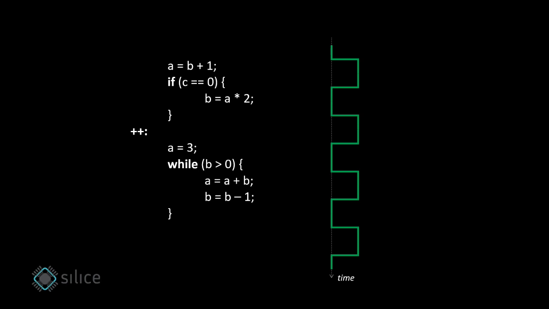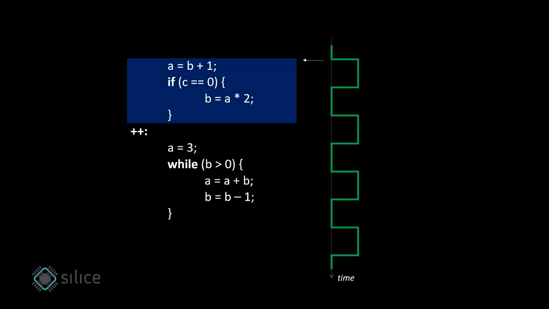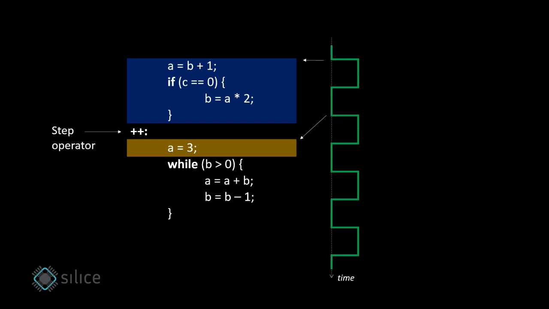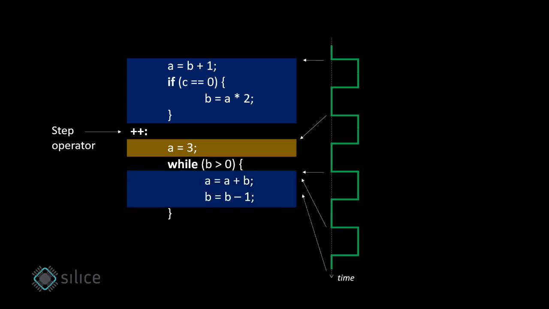Here is our clock signal. On the first cycle, this blue block will be active. On the second cycle, this brown block is active. The reason this line was split to a different cycle is because the programmer used the step operator. Next, we have a loop, and the block inside the loop will be active every cycle after that, for a number of times depending on the value of b. As you can see, the syntax itself shows us how the computations will map to clock cycles.